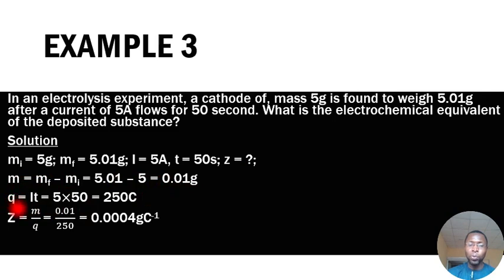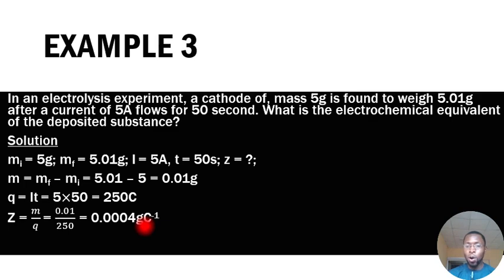Then the charge, usually we need to calculate our charge too. Our charge is current times time. Our current is 5 times our time, which is 50, that is 250 coulomb. Then the electrochemical equivalent, which is Z, is mass over charge. Our liberated mass is 0.01 over our charge, which is 250. That will give us 0.0004 gram per coulomb. That is the SI unit for electrochemical equivalent.